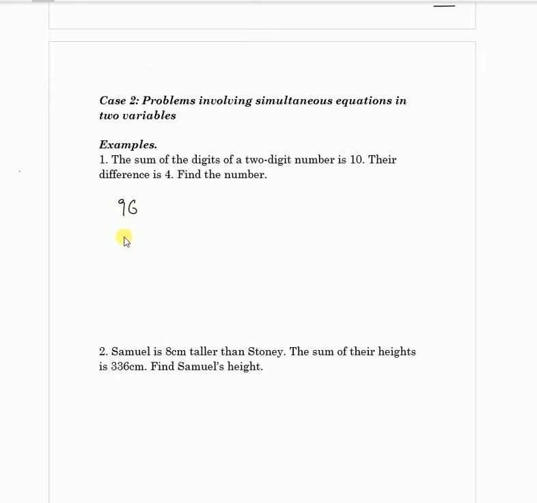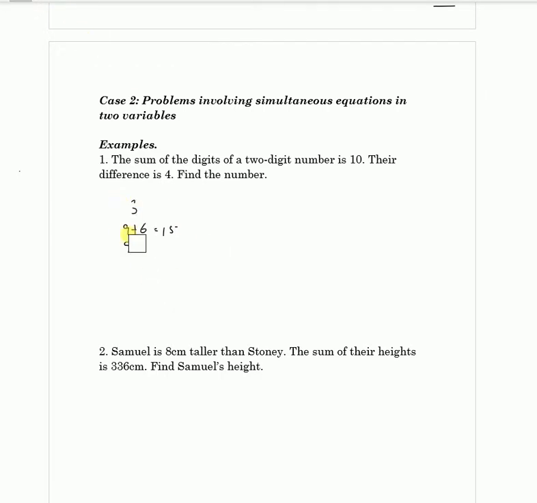What they are talking about here is the case where you have a number like 96, 9 plus 6, the first digit plus the second digit. This one is 15, and the difference is 9 minus 6, which is 3. It is something related to that.